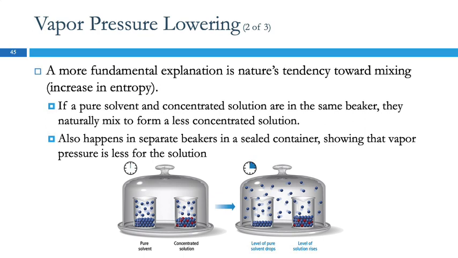So the solute particles getting in the way is a simpler explanation, but a more fundamental explanation is nature's tendency towards mixing. So this is kind of crazy. So we know that if a pure solvent and a concentrated solution are in the same container, they're naturally going to mix, right? And they're going to form a less concentrated solution than the original.